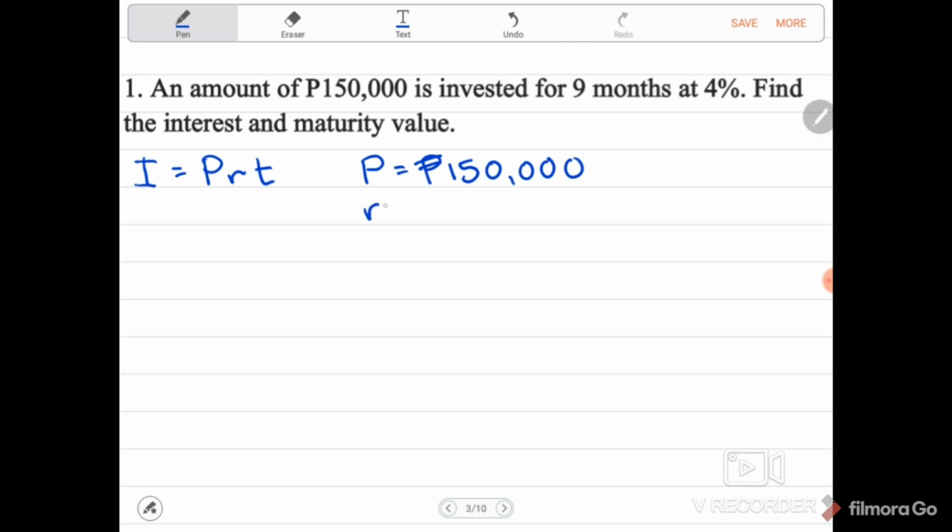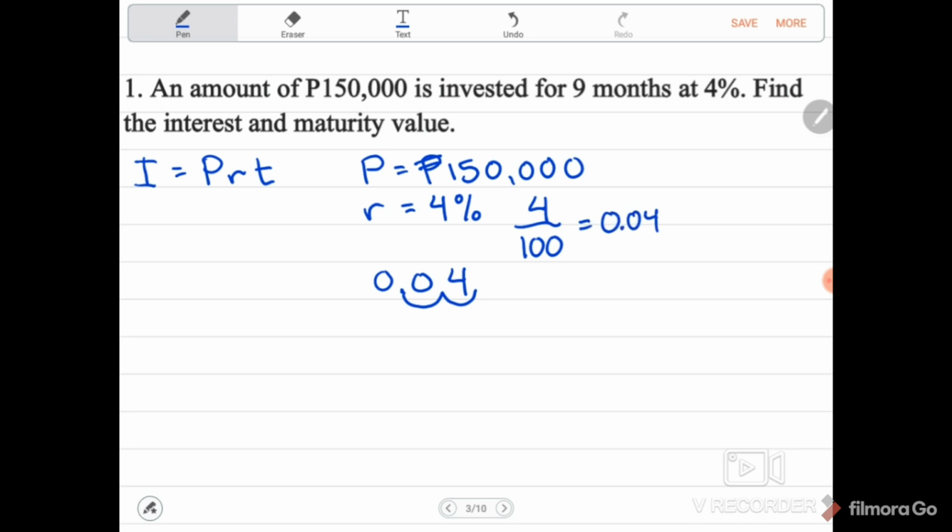Then R is, sabi doon, is usually represented as the percentage. So that is 4% or the rate. Ang gagawin nyo lang sa rate is i-convert nyo siya into decimal. So, paano nga ba siya i-convert into decimal? Pwede natin gawin na 4 over 100. Or, pwede rin namang i-move nyo lang siya 2 decimal places. 4 going to left. 1, 2. That is 0.04, or, eto rin, yon 0.04.